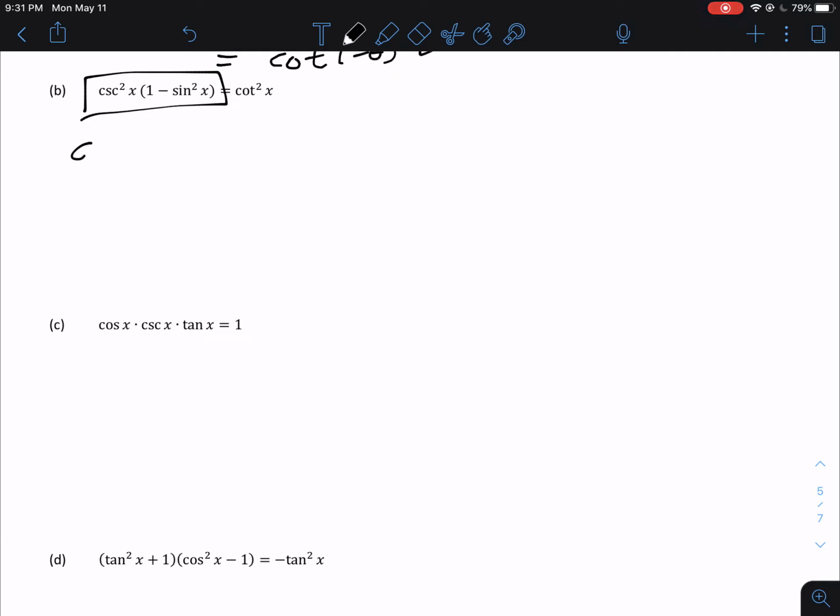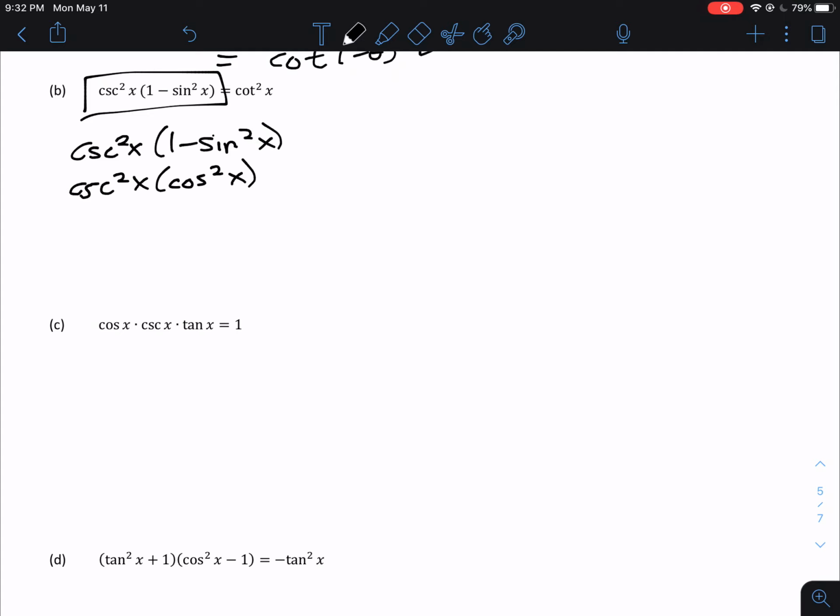Okay, so first thing I would notice looking at this is that 1 minus sine squared x looks kind of familiar. In fact, 1 minus sine squared x, remember, is the same as cosine squared x. That was one of our Pythagorean identities. Now at this point, I'm a little bit stuck. So let's do this. When we get stuck, let's change everything to be sines and cosines.